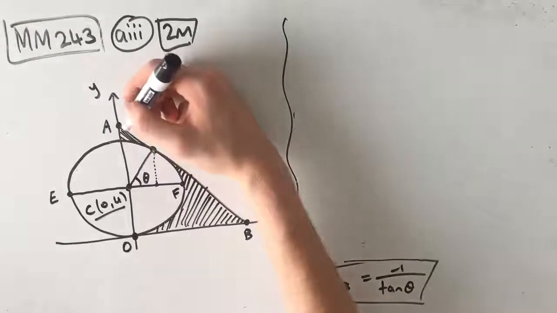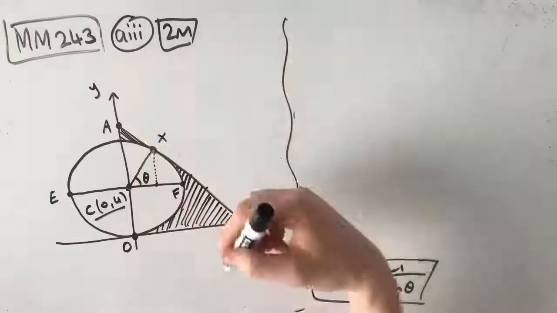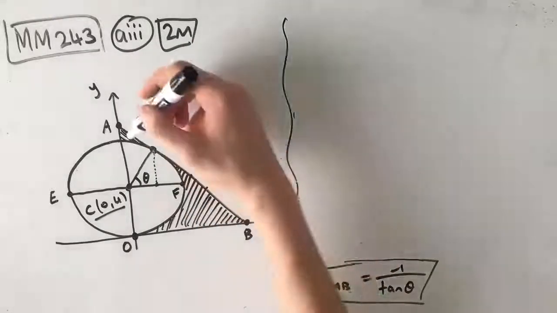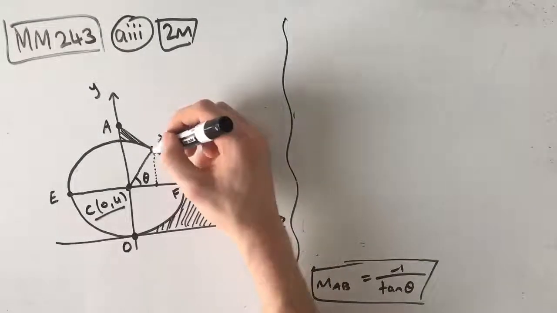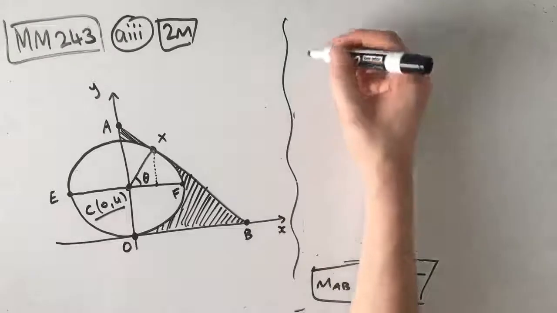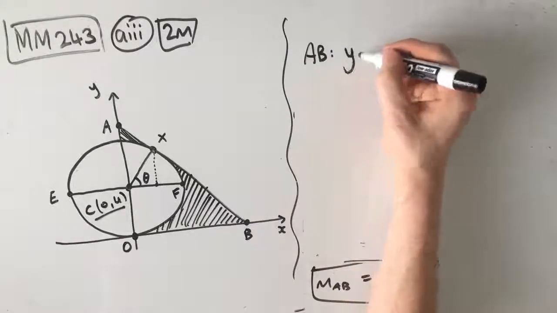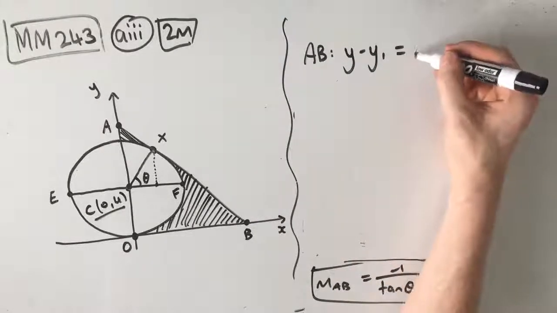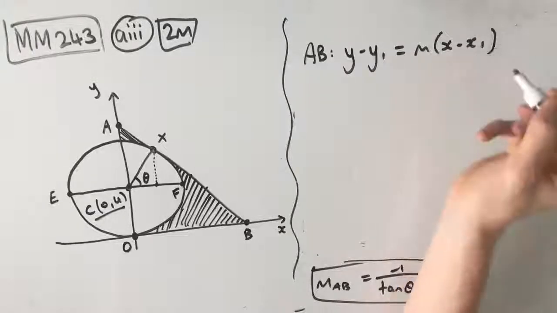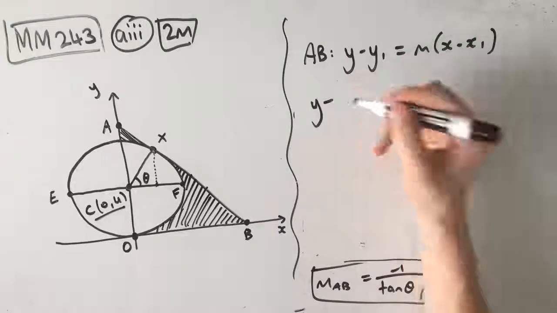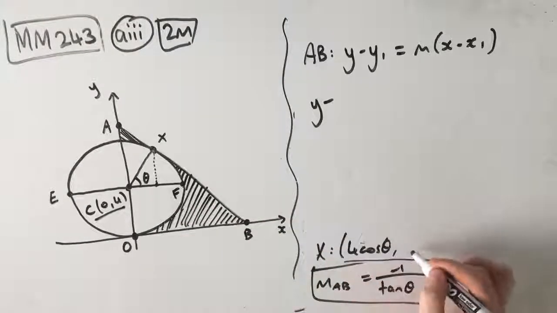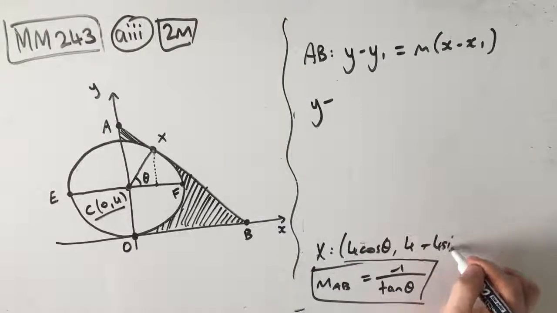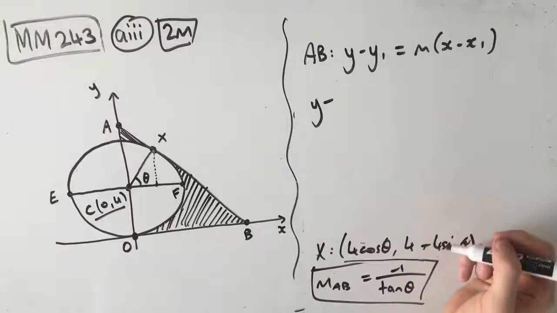Awesome. So in order to find the equation of a line, we need the gradient and a point that it goes through, right? So we know that the gradient of AB is negative 1 on tan theta, and we also know that it passes through the point X, which we also know the coordinates of. So for AB, y minus y1 is equal to m outside of x take x1. We know that our line AB passes through 4 cos theta, 4 plus 4 sine theta.